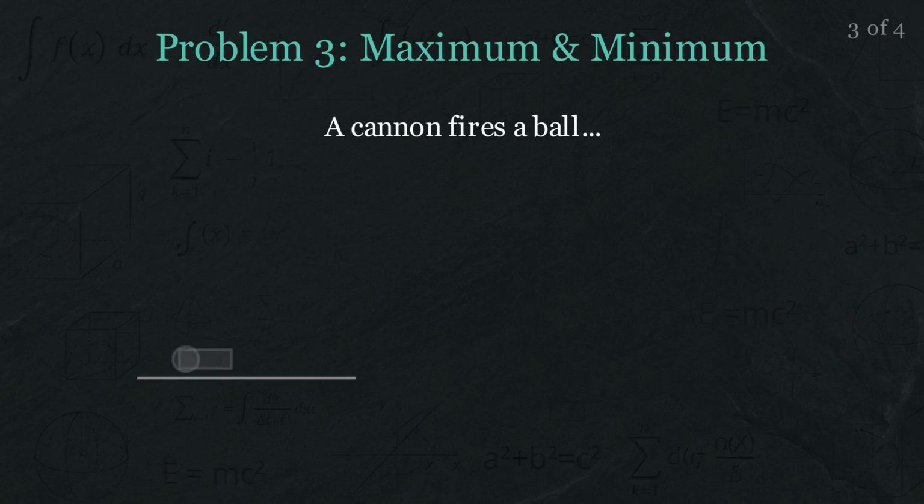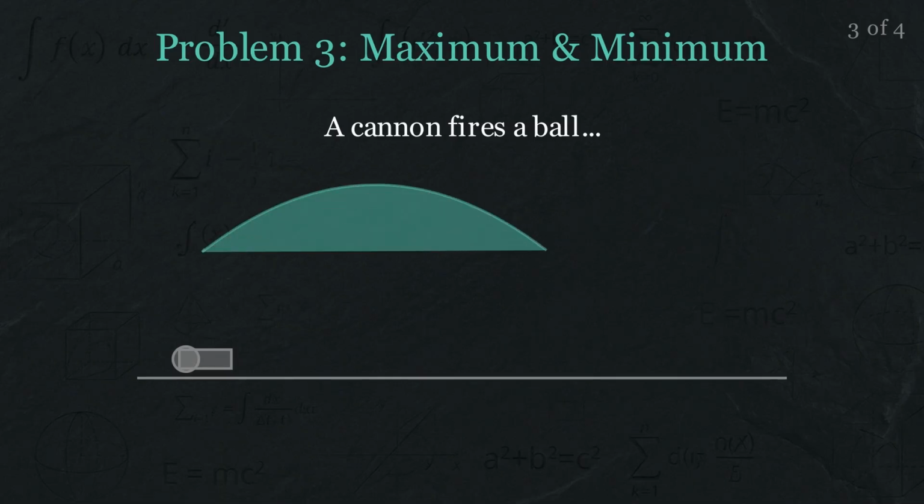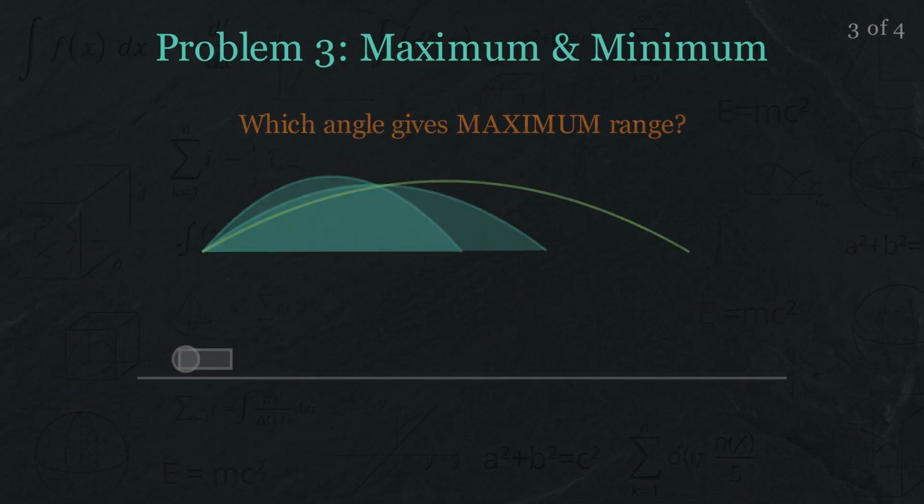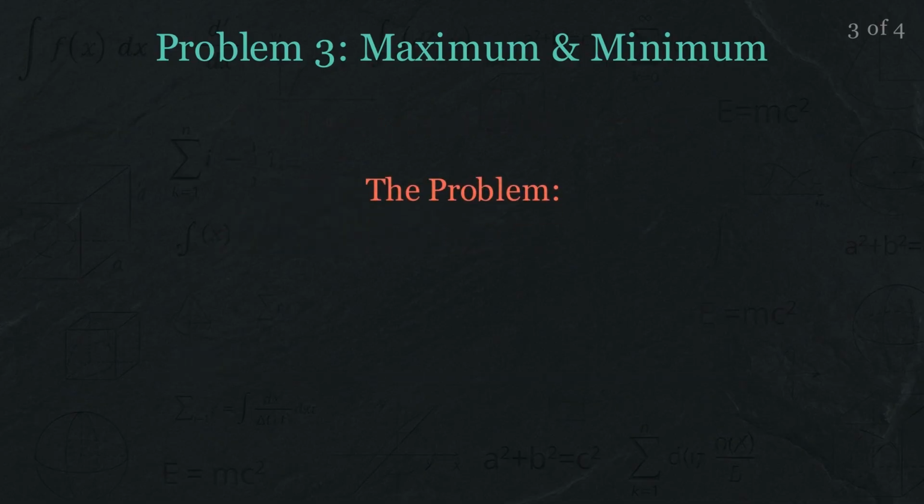A cannon fires a ball. Depending on the angle of elevation, the ball lands at different distances. Too low, and it doesn't go far. Too high, and it falls short. But somewhere in between, there's an optimal angle that gives the maximum range. Which angle is it? This is what mathematicians call an optimization problem.